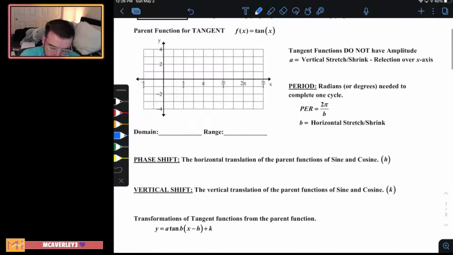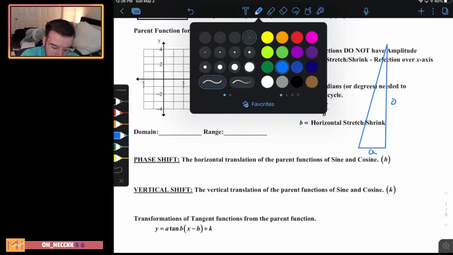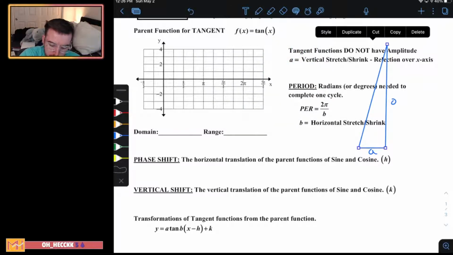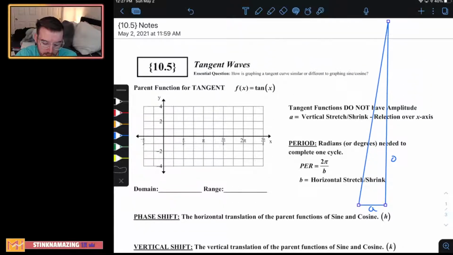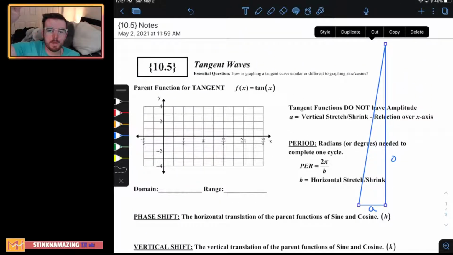If I can make a triangle infinitely tall, well then when you do opposite over adjacent, if the opposite side is enormous, then tangent could be infinitely large. It could be infinitely large as I make the opposite side so much bigger. I could have a triangle that's 1,000,000 tall and then has a base of 1, right? Then tangent would be 1,000,000.